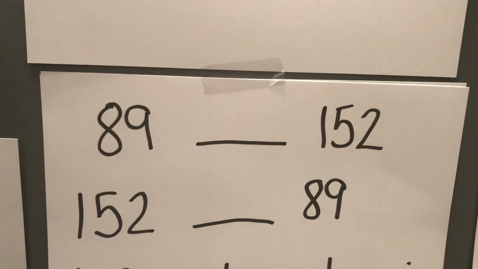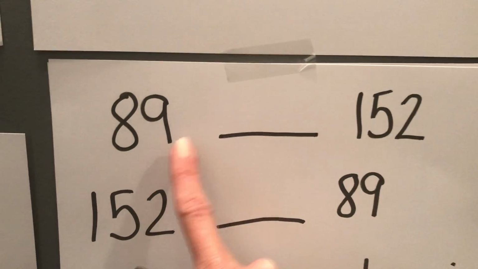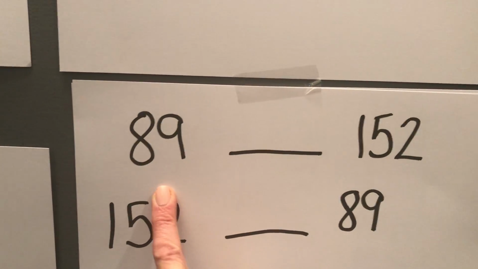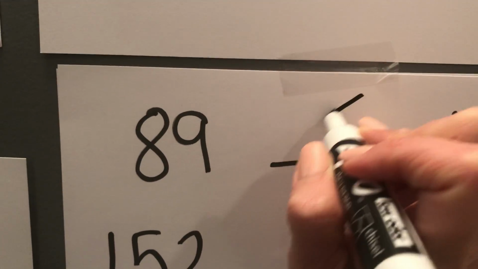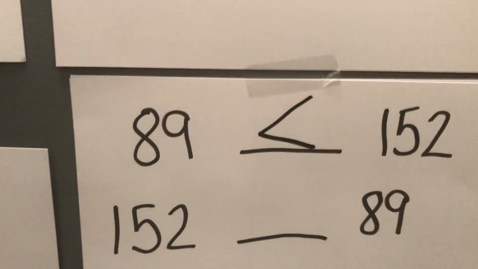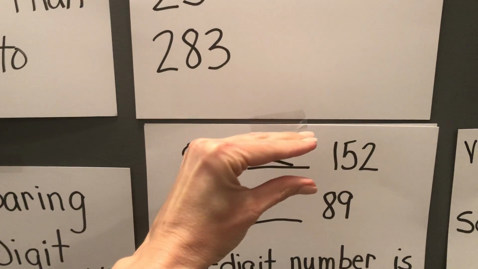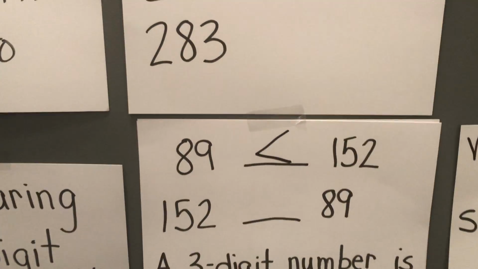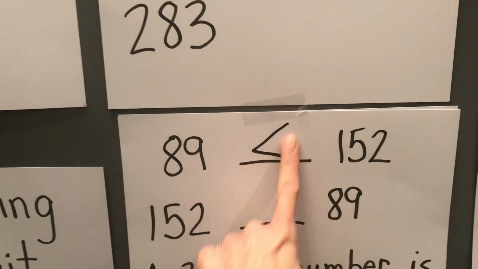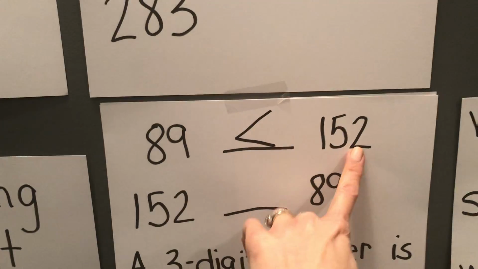Because the alligator always eats the bigger number, okay? So we just said 152 is bigger than 89. So the alligator is going to eat the bigger number. See, his mouth is wide open. He's ready to eat 152. Once again, you always eat the bigger number. So this open part where the mouth is, you should always be facing the bigger number.